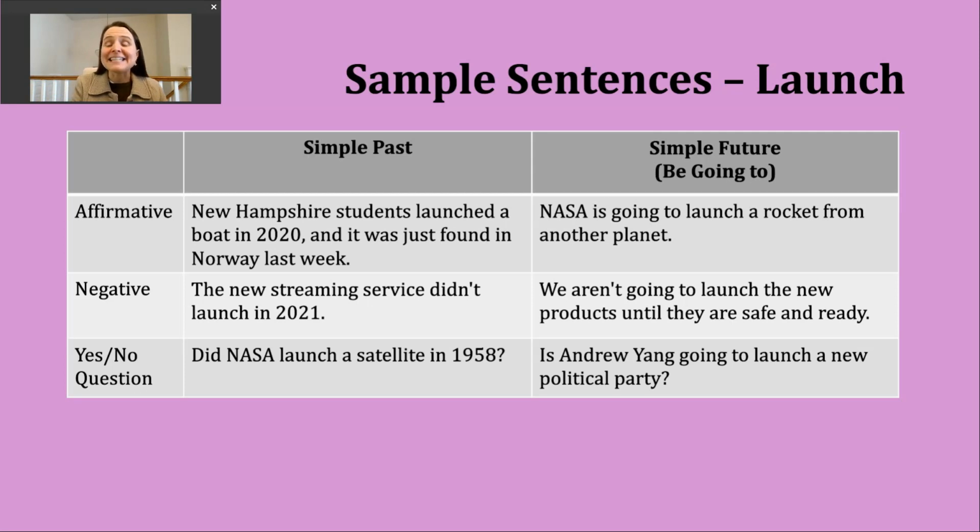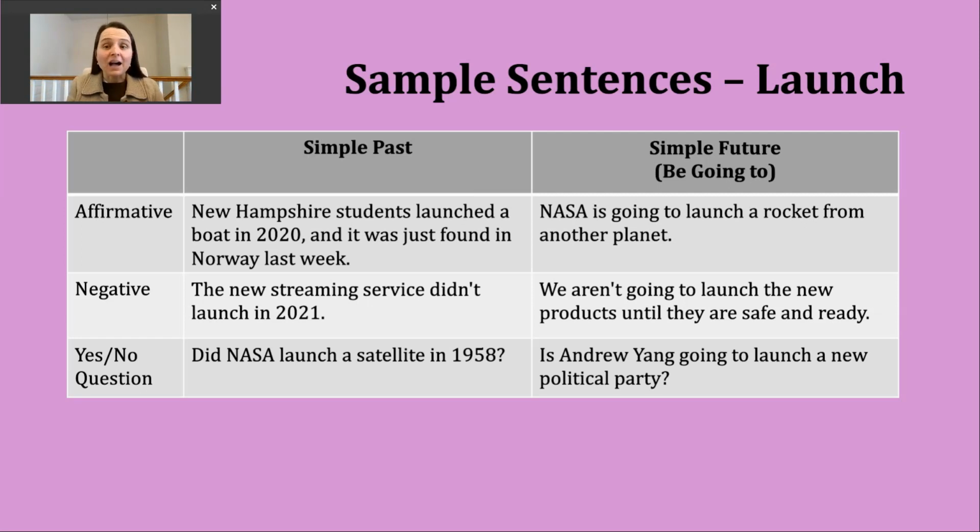If I want to make a negative sentence in the simple future, I'm going to use the form of be that matches my subject, but then I'll insert not before going to and the base verb. An example of this might be, we aren't going to launch the new products until they are safe and ready. So here, someone might be, again, announcing sort of a plan for the future.